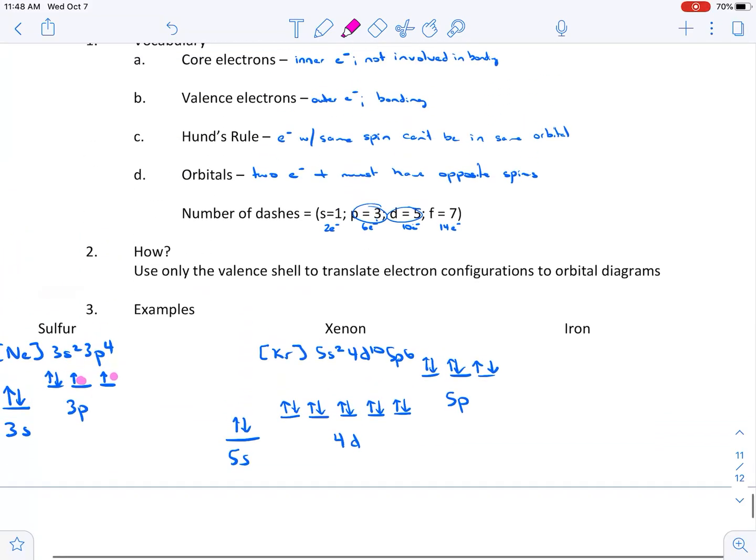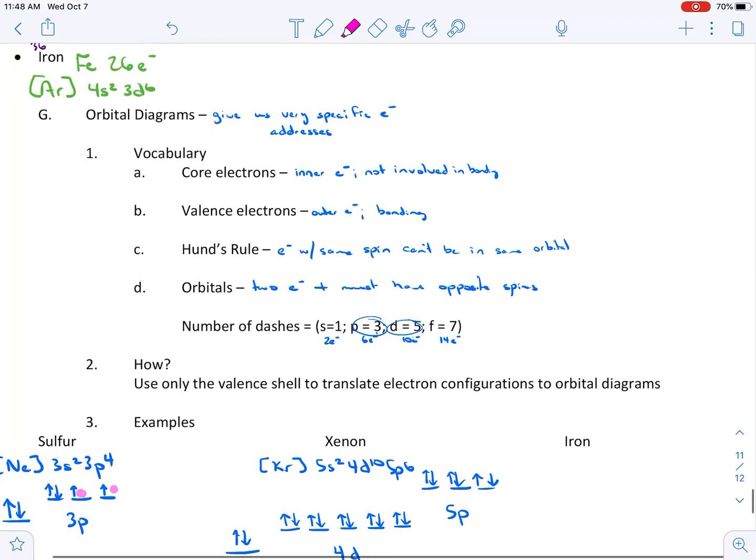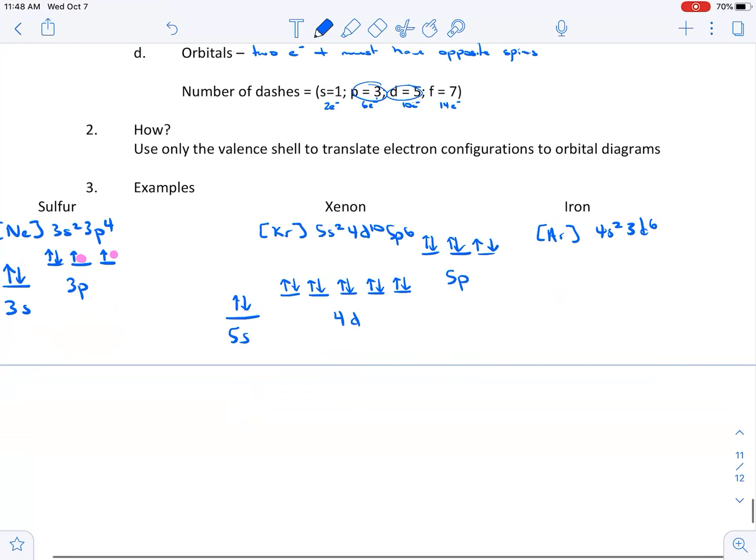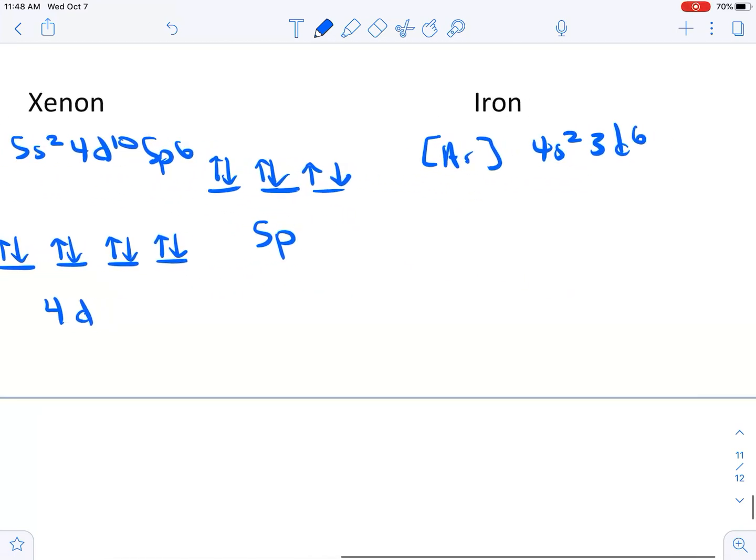So we go back up, get iron's electron configuration. Oh my, I'm still trying to write in a highlighter. You guys didn't remind me of that? Thanks.